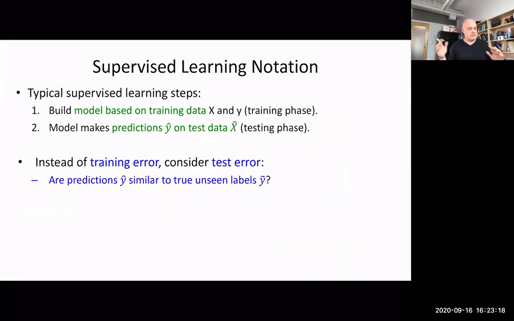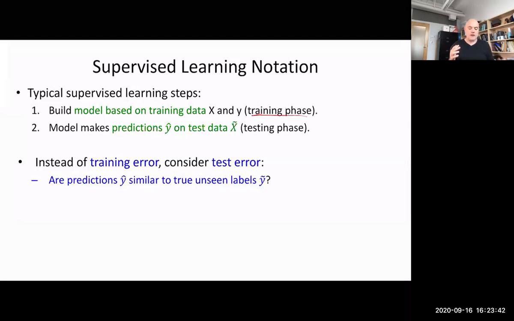Supervised learning typically consists of a couple of steps. We build a model based on the training data, which we'll refer to as the training phase. We've talked about how to train a decision tree so far. That's it. And then we'll use the model to make predictions on test data.